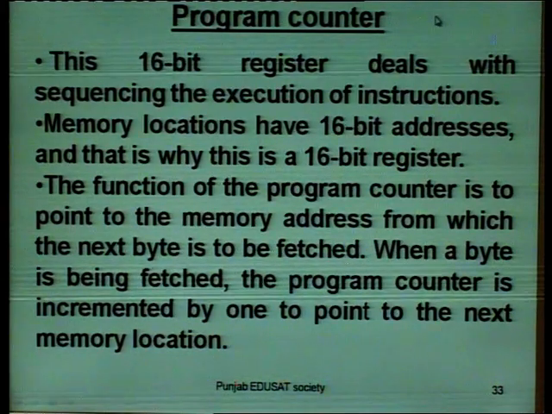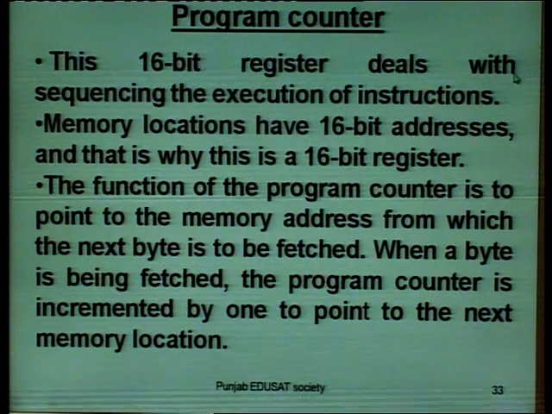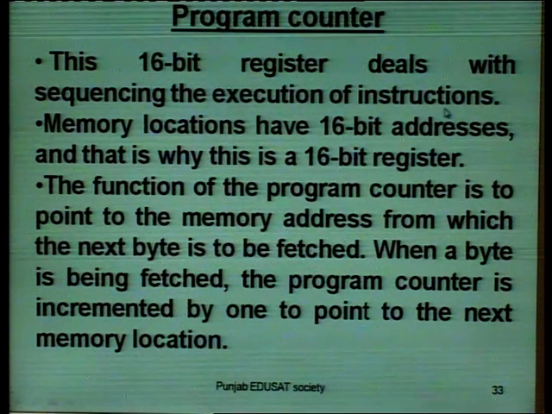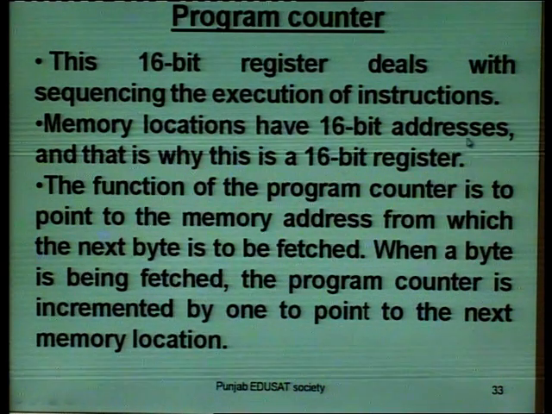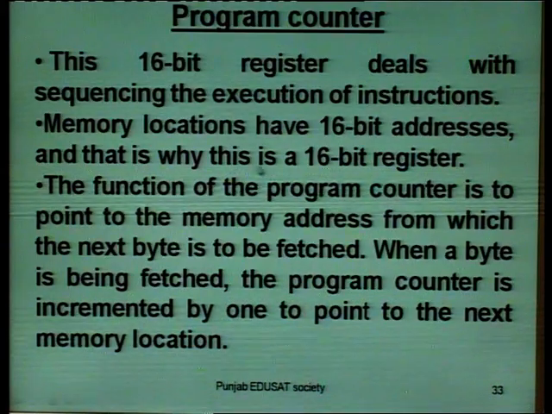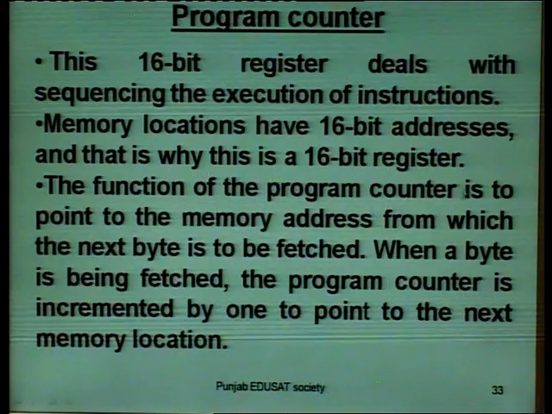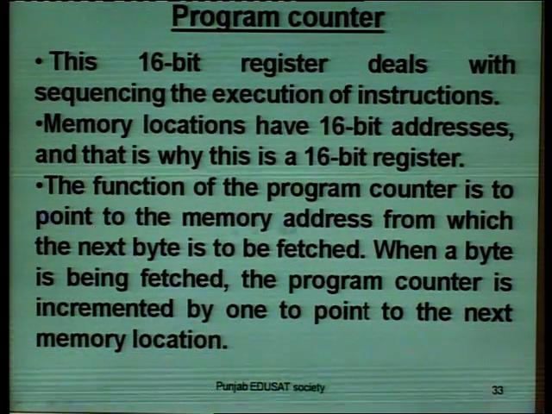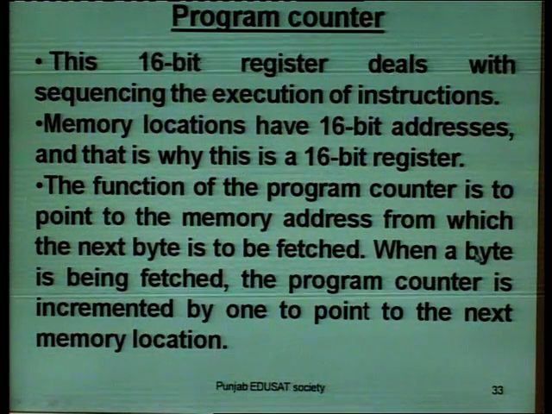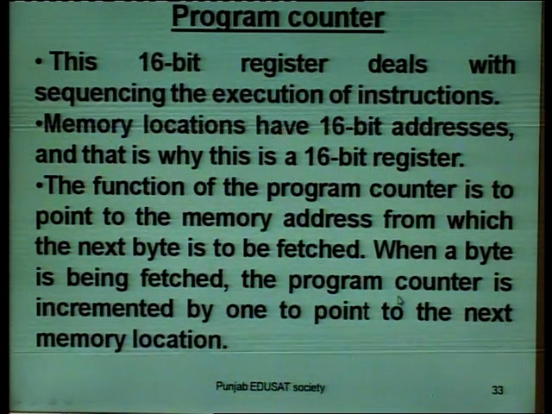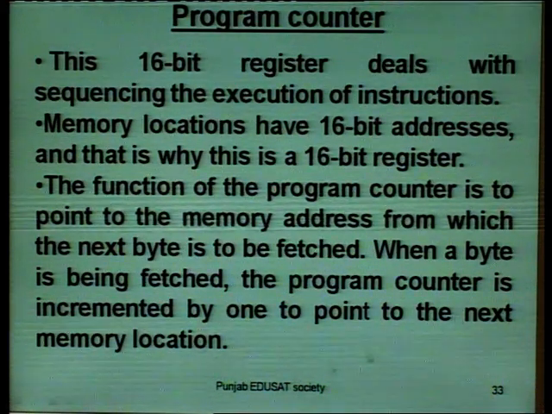Then we have program counter. This is a special purpose register. This is a 16-bit register, deals with sequencing the execution of instructions. Memory locations have 16-bit address, and that is why this is a 16-bit register. The function of program counter is to point to the memory address from which the next byte is to be fetched. When a byte is being fetched, the program counter is incremented by 1 to point to the next memory location.